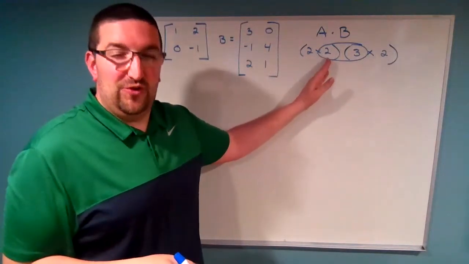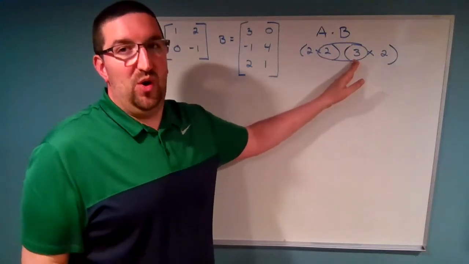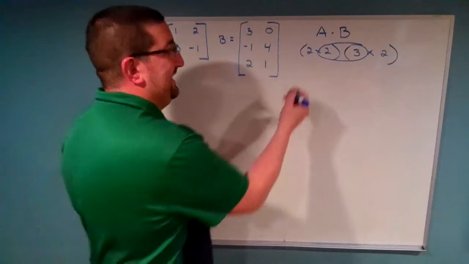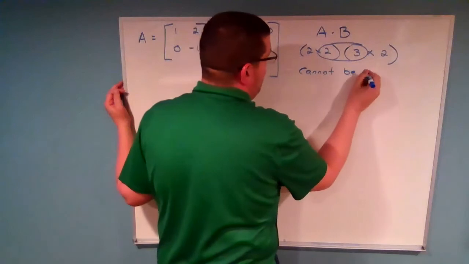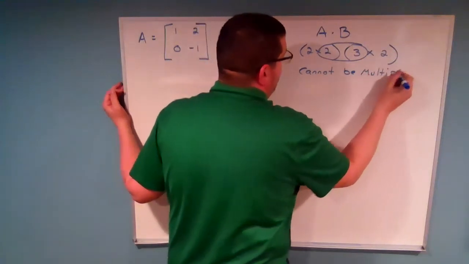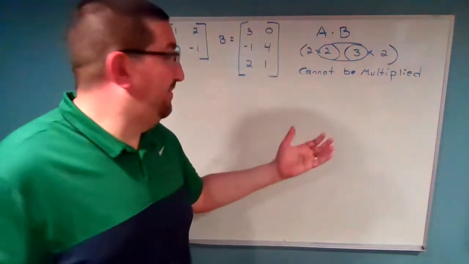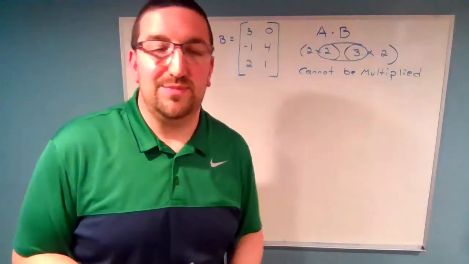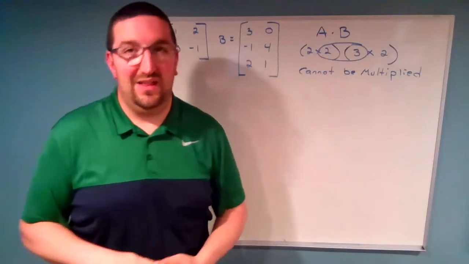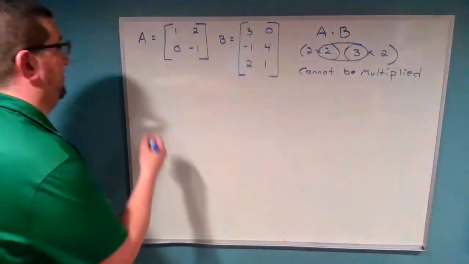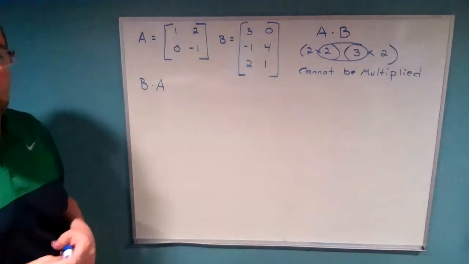The columns of the first matrix do not match the rows of the second matrix. So we simply say that it cannot be multiplied. I'm sure there's some kind of technical term for it. If you look up in the back of the book, there might be some kind of explanation or a symbol. I just say it cannot be multiplied. Our dimensions do not allow for it. But what if I asked you to multiply B times A?